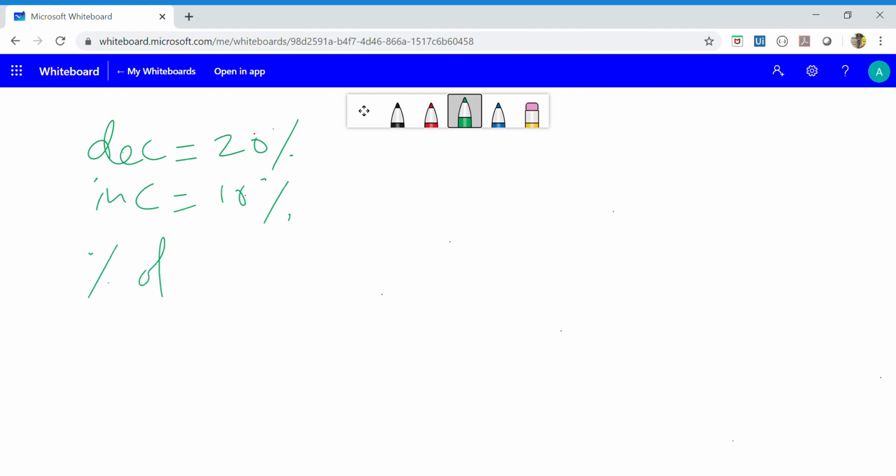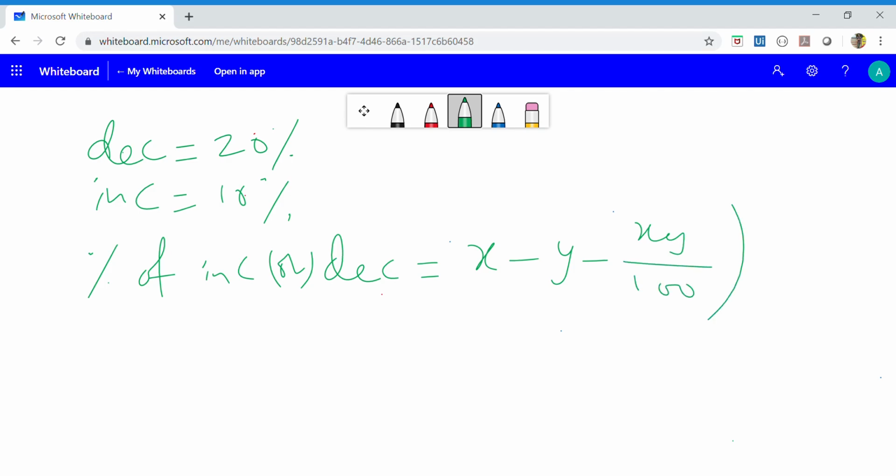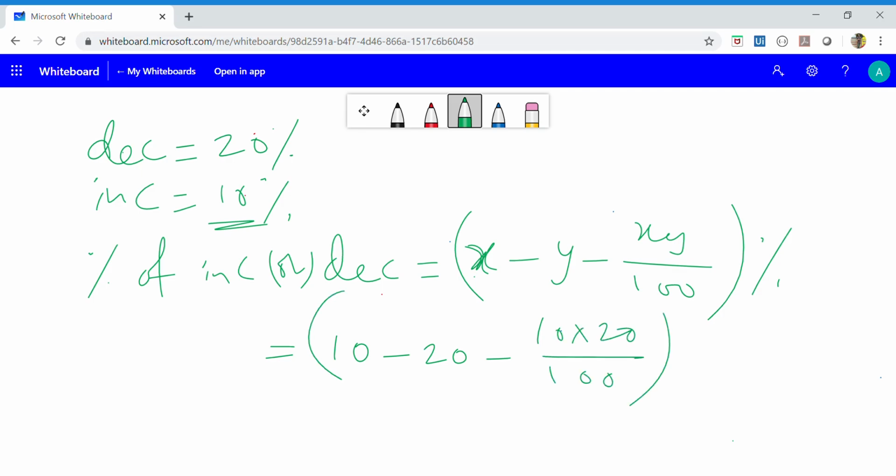In the quicker method, what is the formula? Percentage of increase or decrease is equal to x minus y minus x into y by 100%. Always x represents what? The increased value. So 10 we have to write first, minus y, which represents the decreased value. So 20 minus 10 into 20 by 100%.